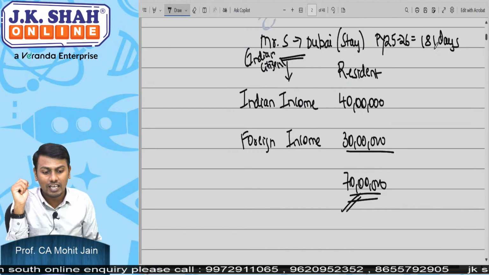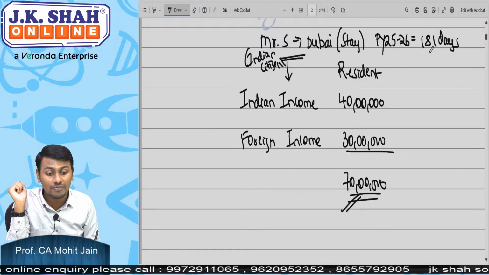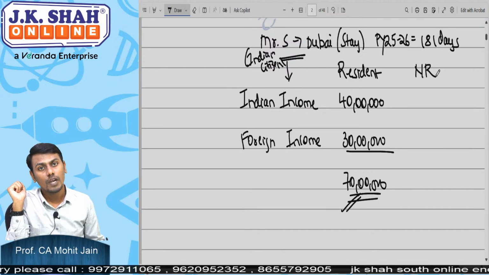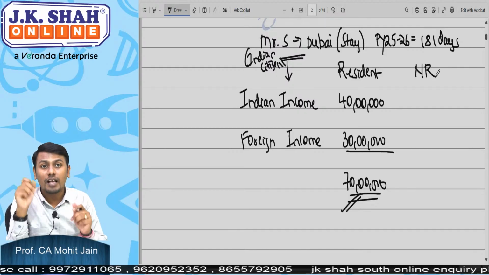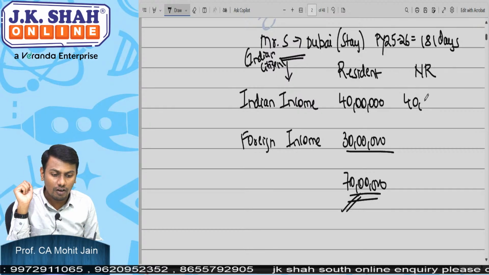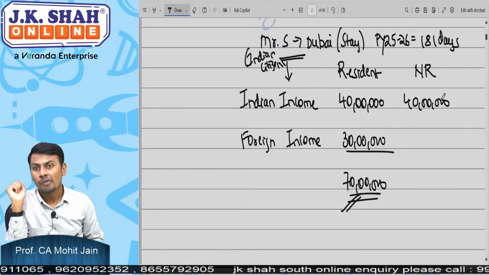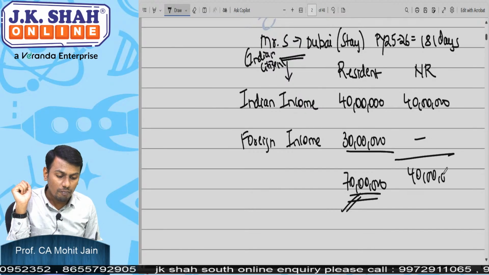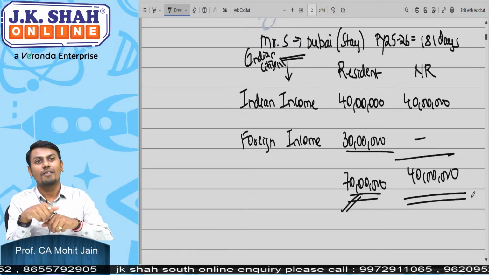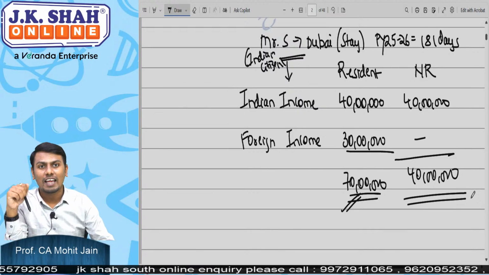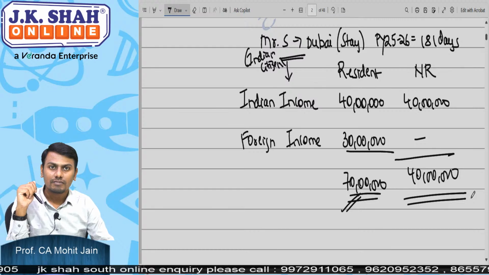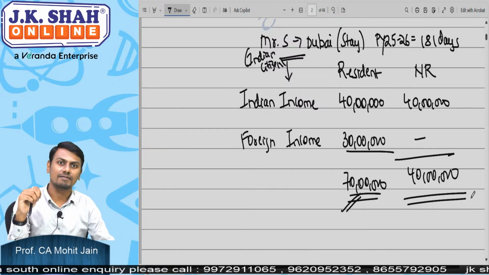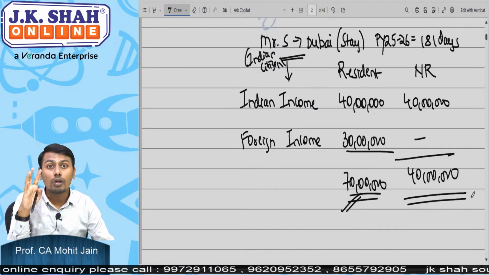And basic condition number 1 he was not satisfying anyway. So can I say he has become a non-resident of India now? And once he becomes a non-resident, he'll have to pay tax only on Indian income. On foreign income, he'll not have to pay tax. In India, he will have to pay tax only on 40 lakhs. So Mr. S successfully saved tax on 30 lakhs. That's how all these NRIs used to do.